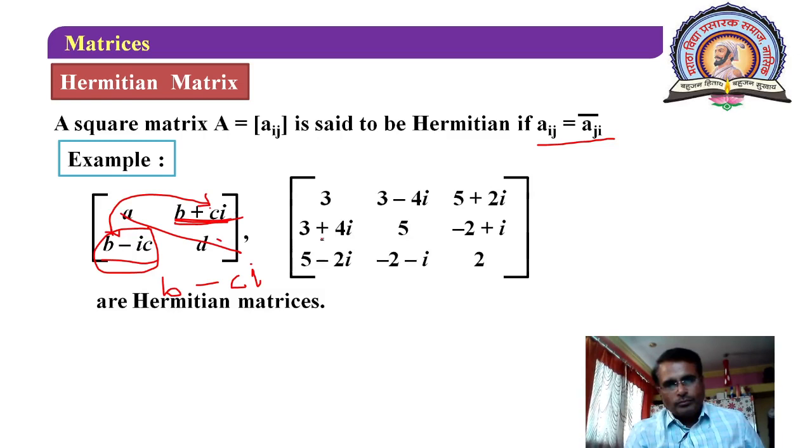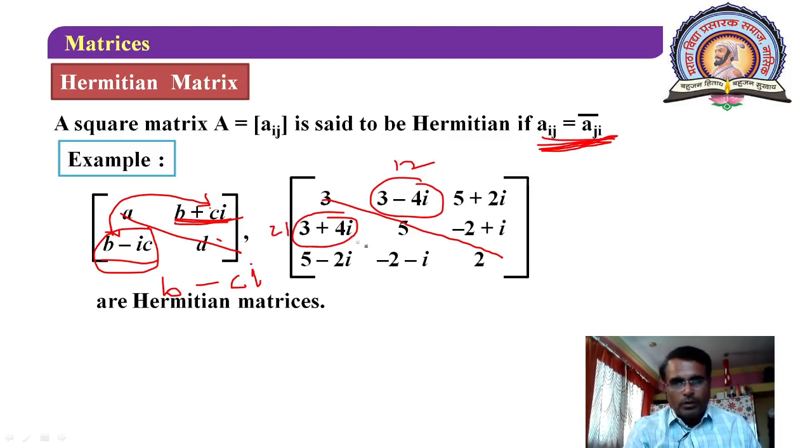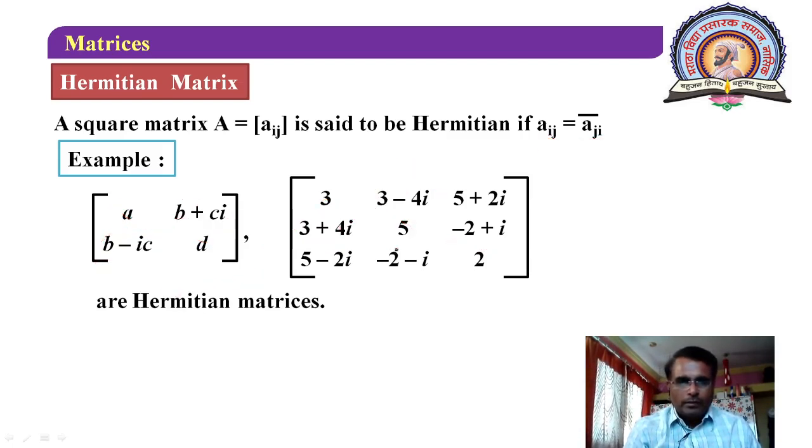Here, this is your diagonal. You will observe that for 3 minus 4i on the diagonal, its conjugate is 3 plus 4i. You will observe here Aij is equal to Aji bar. Okay, so this is the 1 2 position and this is the 2 1 position, and they are conjugates of each other. Clear? If a conjugate is obtained at the transpose position, then that is called a Hermitian matrix.